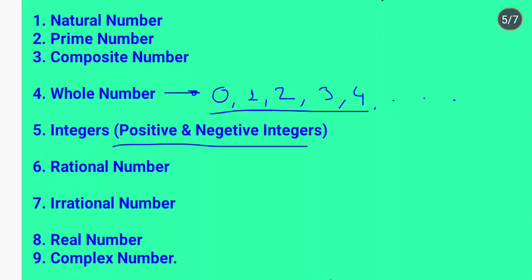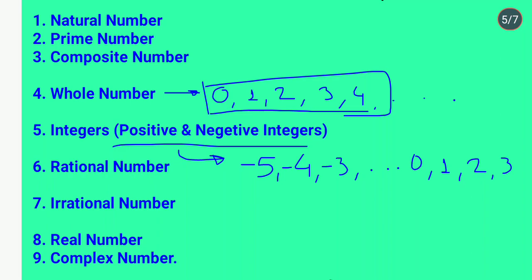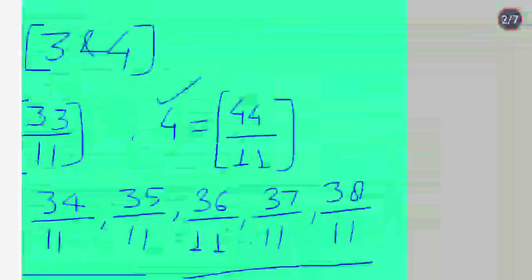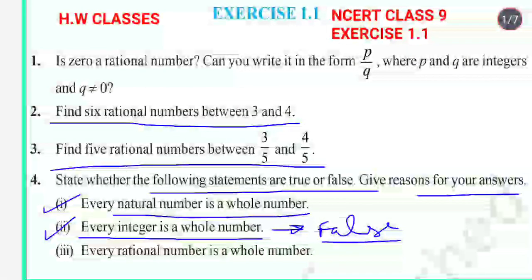So integers can be written as -5, -4, -3, 0, +1, +2 and so on. So these are integers, and whole numbers start from 0, then 1, 2, 3, 4, 5. So whole numbers cannot include these negative numbers. So the statement which says every integer is a whole number is false.